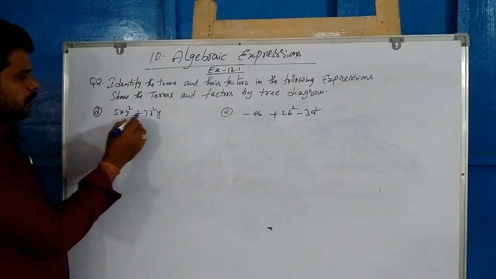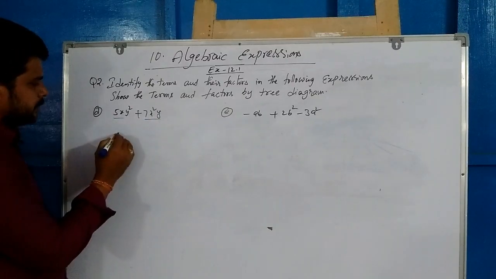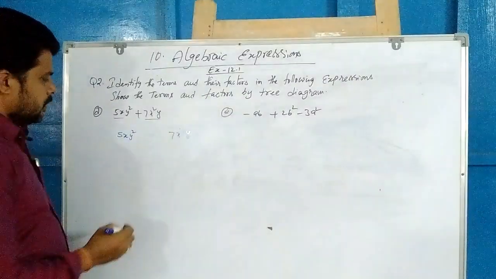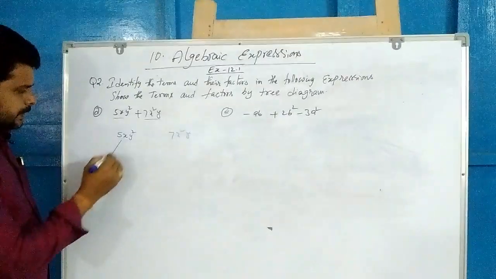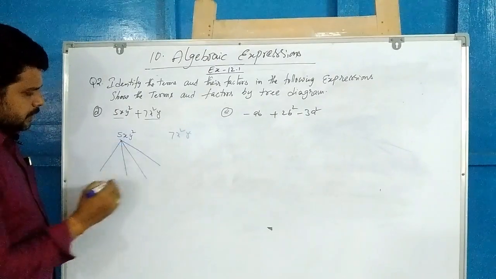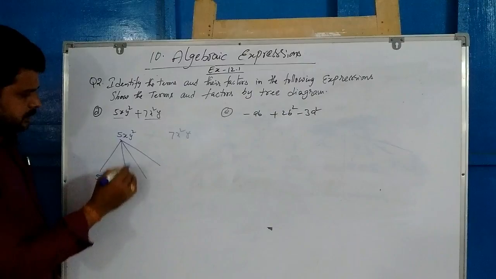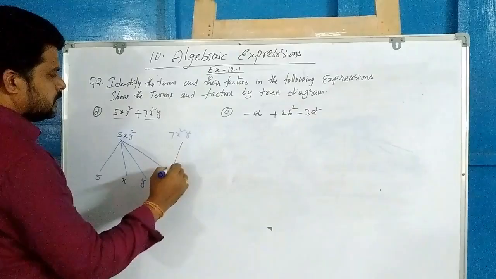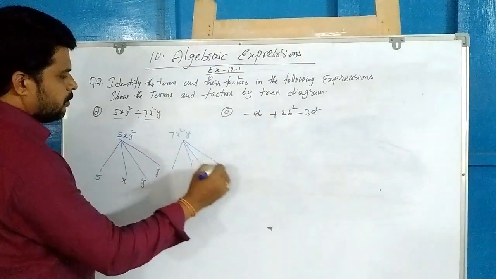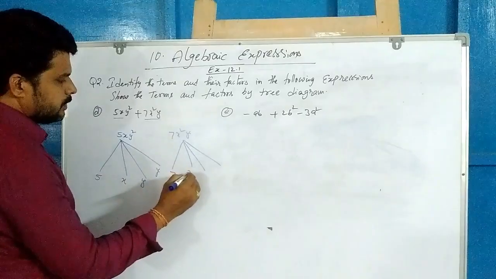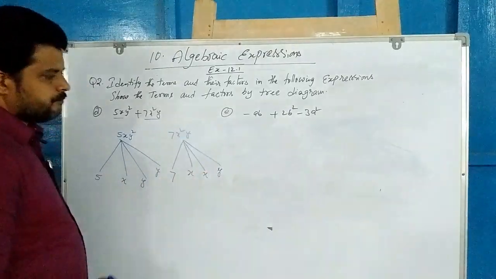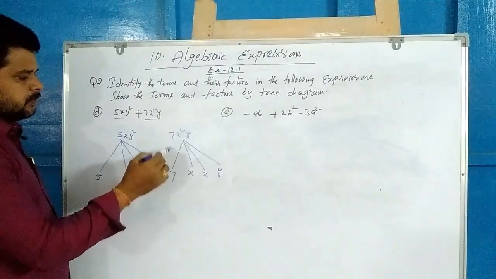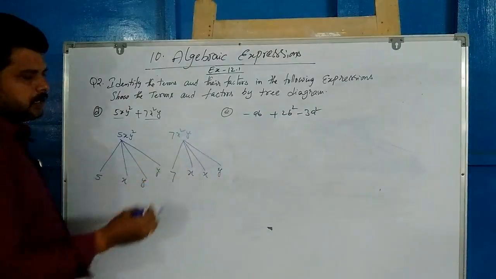Now fourth one. How many terms do we have? 2 terms. What are the terms? 5xy square and 7x square y. So 5xy square, what are the factors? 5, x, y square means y into y. Now 7x square y, how many factors? 7 is a factor. x square means x into x, y.